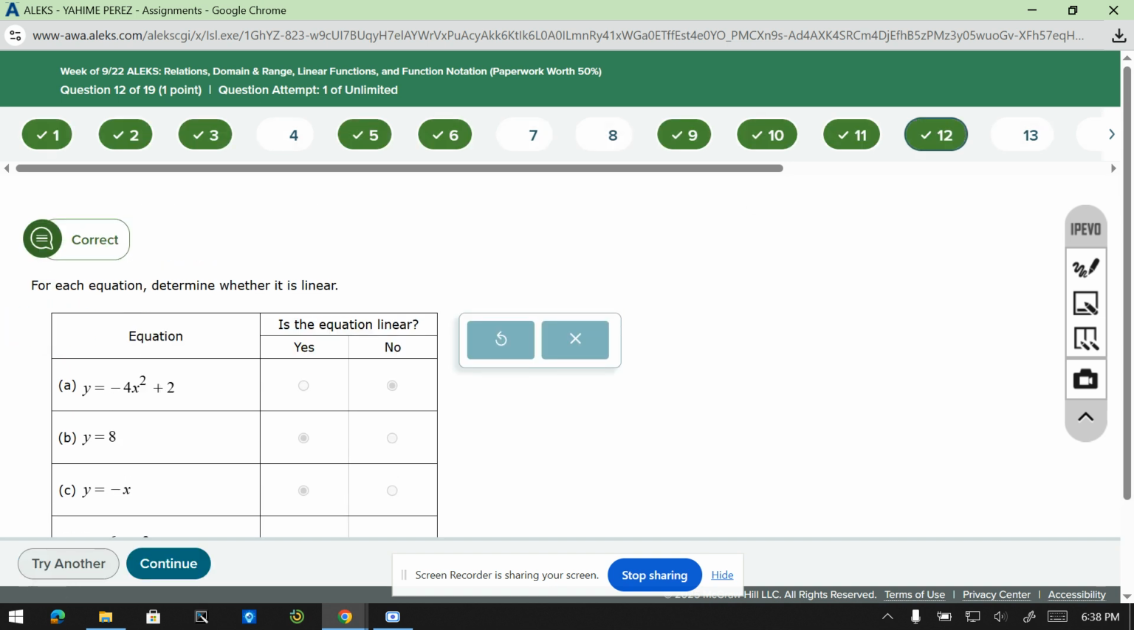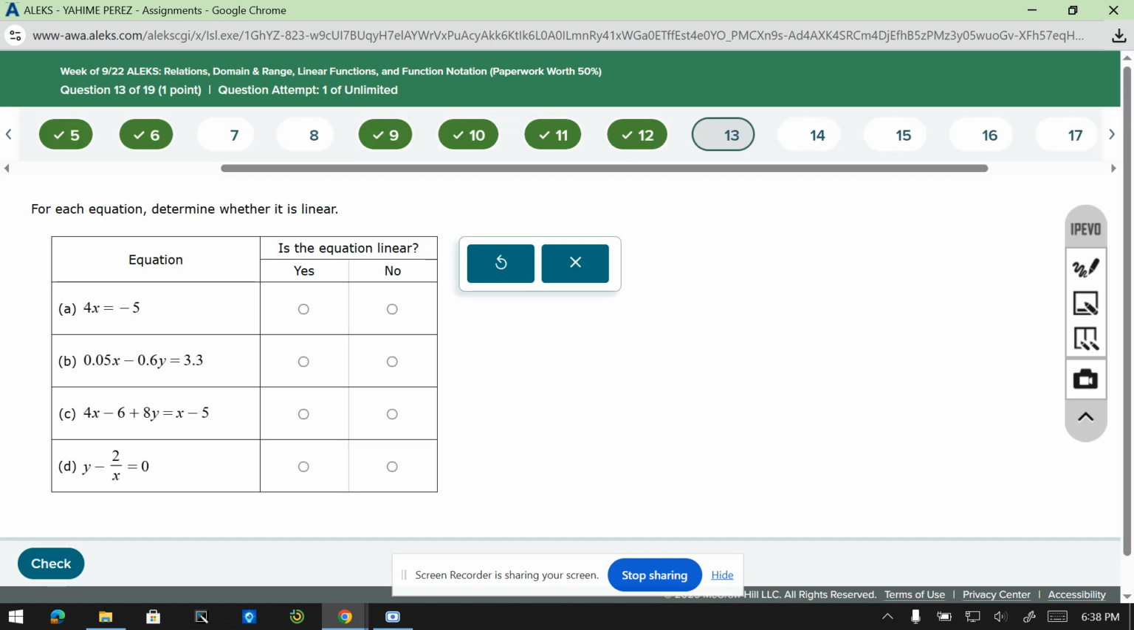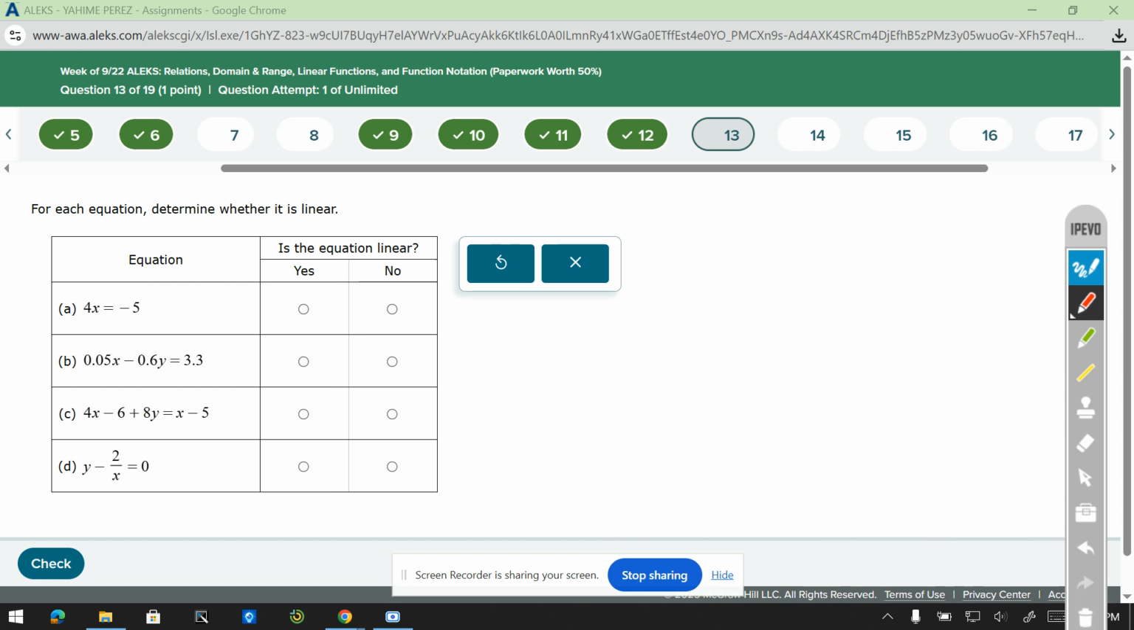All right, going on to 13. Same thing. So we're looking for invisible exponents of 1. In A, we have an invisible exponent of 1 for the x, so that is linear. B, we have the same thing, invisible exponents of 1, so this is also linear. Same thing for C, linear. And lastly, in D, we have a variable in the denominator.